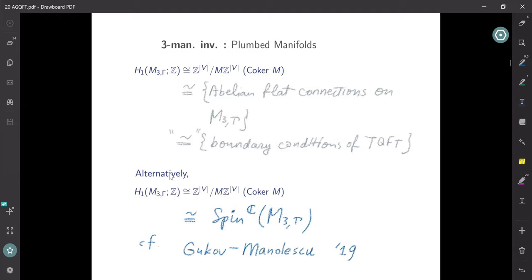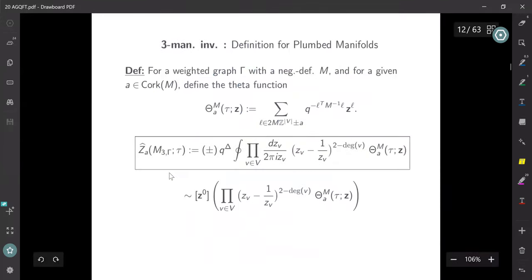But the QFT itself depends on M3, and hence the possible boundary conditions depend on M3. Oh, I see. Okay. I think I understand. Okay, carry on. Thank you. And could you explain why you only restrict to abelian flat connections, not all GC connections?